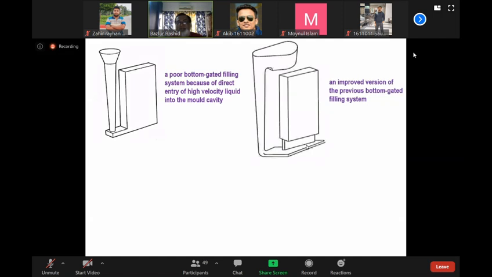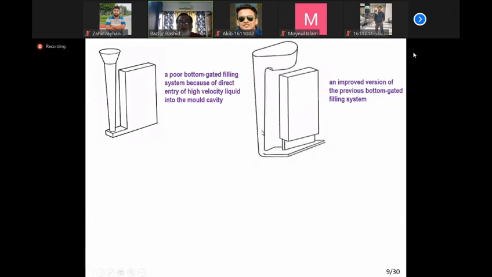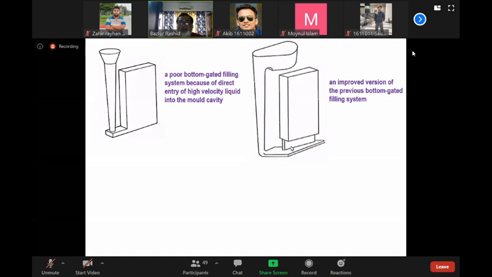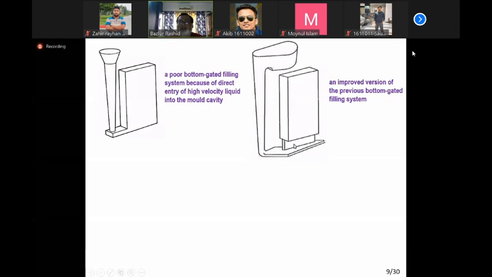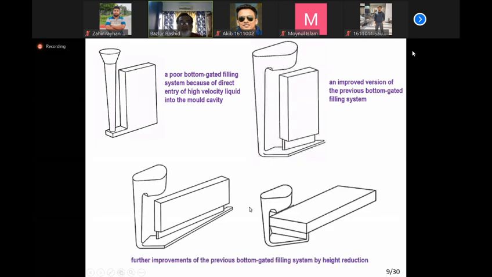So this is much better. The velocity is contained, liquid metal going up in another narrow channel. So the velocity is hoped to decrease. So this is a much improved version of the bottom system compared to this one. Even then, this is not good. We can do much better using this.